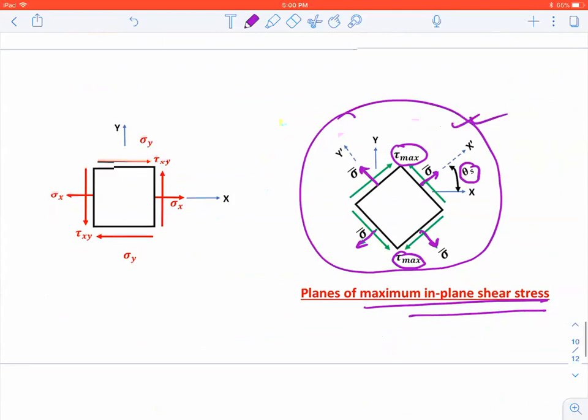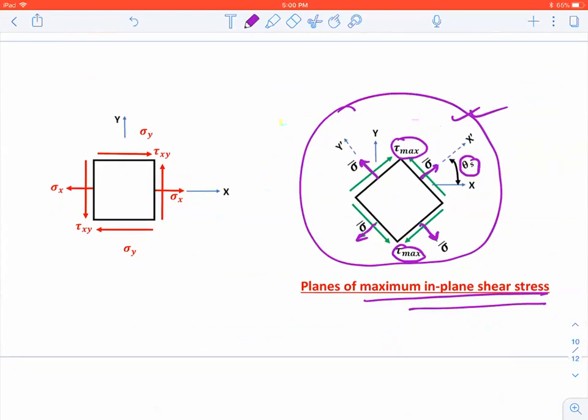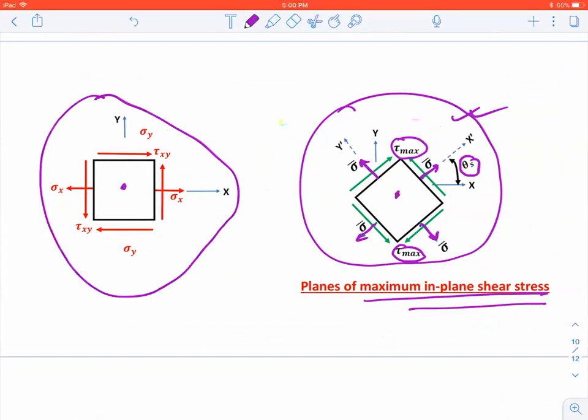So you will be given a problem like this, and then you'll be asked, hey, what is theta s, what is tau max, and then draw the stress element. So this is the location we're interested in. So draw the stress element showing all your tau max and your sigma bar, everything.